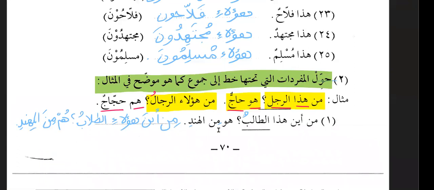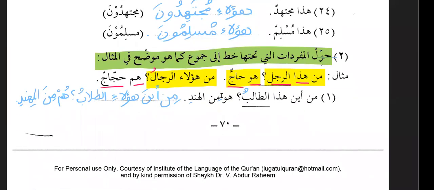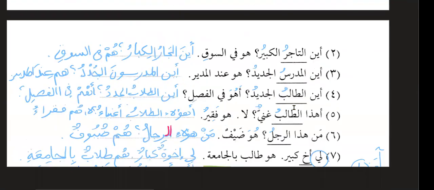Abu Yusuf, if you want to read all of them for me, please. So start with the singular and then read the plural. من أين هذا الطالب؟ هو من الهند. من أين هؤلاء الطلاب؟ هم من الهند. نعم.